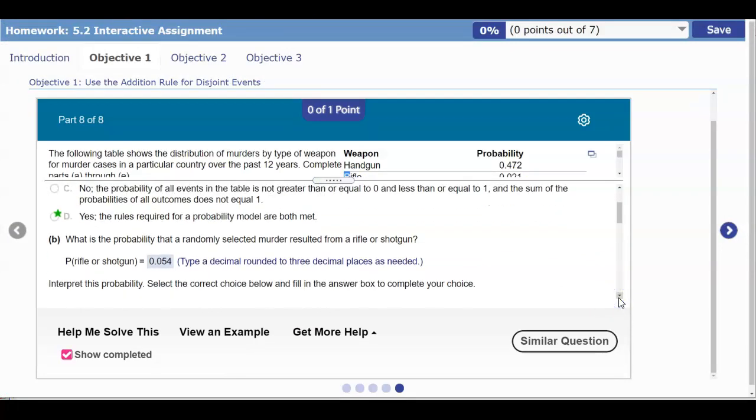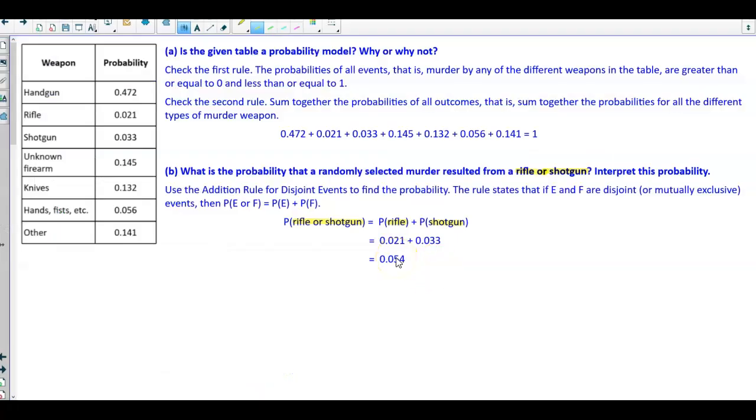Now the next question is to interpret this probability. Remember, to interpret this probability, what do we know? We know that this result is 0.054. If I want to rewrite this as a fraction, this is going to be 54 over what number? Well, the 4 ends in the thousandths place, so this is 54 over 1,000. That means that this is 54 out of 1,000.